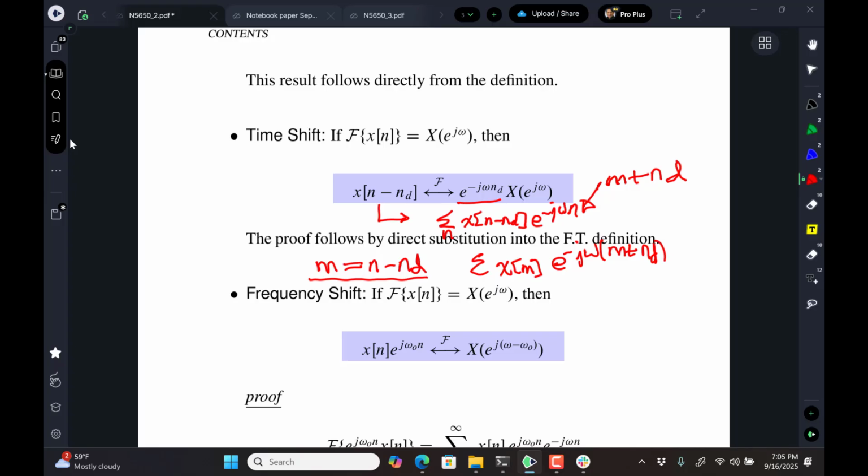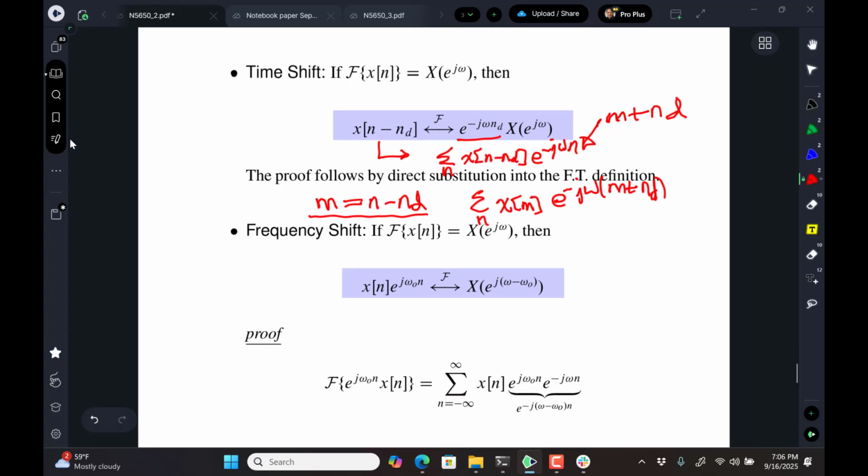So now you can just factor out in front of that sum e to the minus j omega nd, and that's the proof right there, right? You're just one additional step away from getting there. And this second theorem is the same way. It's a similar type argument. I do sketch through the proof a little bit there.